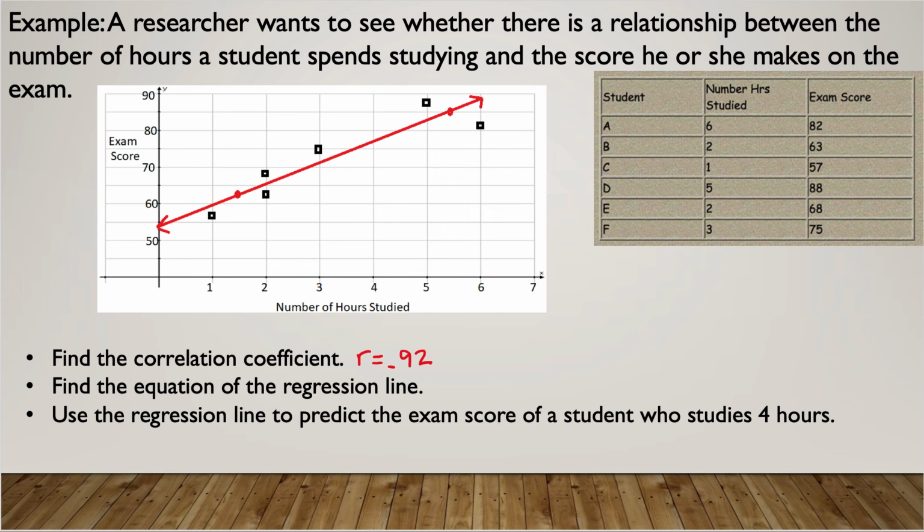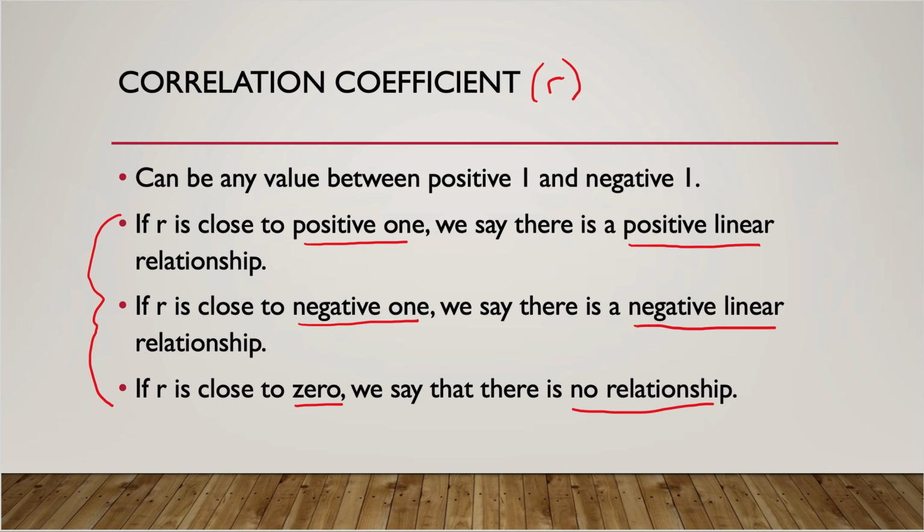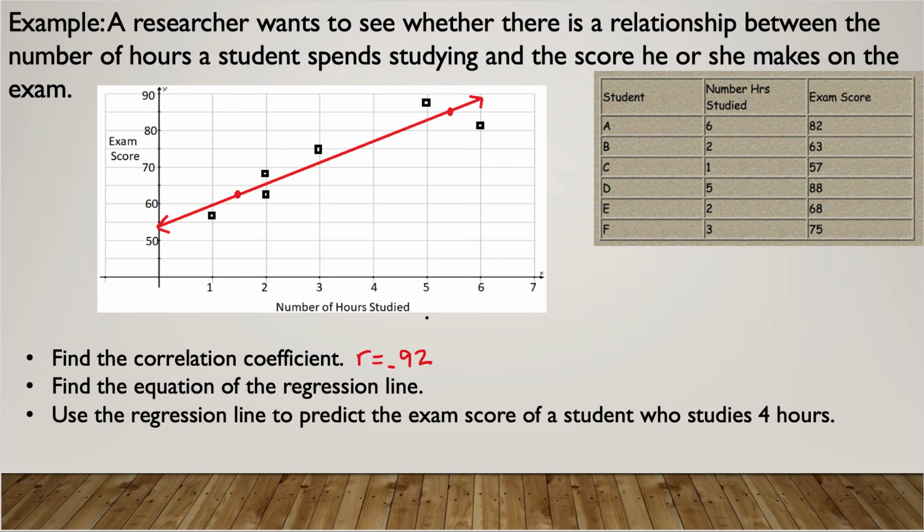All right, once you know that, then you need to interpret what that means. So this is where we're going to go back to these 3 statements, and we're going to say which one applies. So 0.92 is close to positive 1, right? So we're going to say that there is a positive linear relationship between these 2 variables. All right, so I'm going to write that right here. Positive linear relationship.